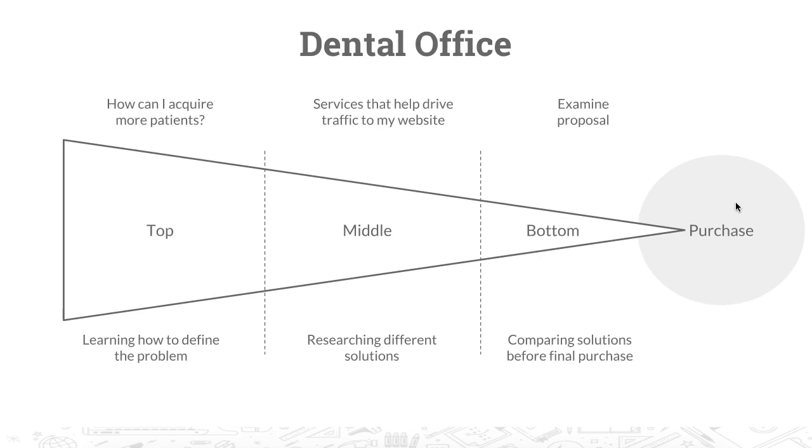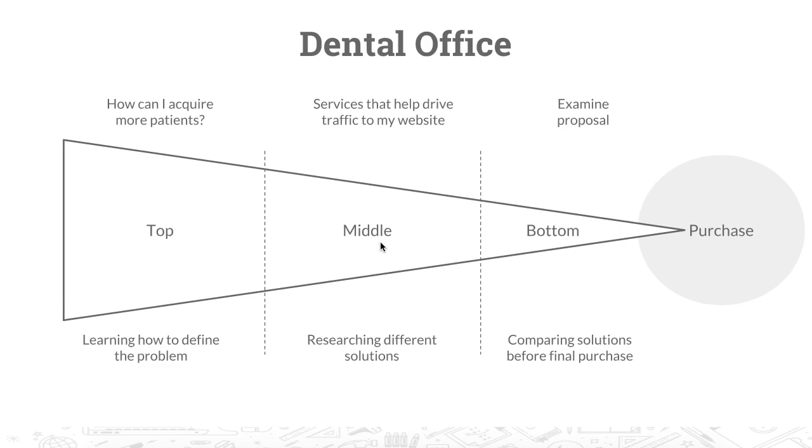So let's go through the sales funnel with a dental office as an example. At the top is the awareness phase. This is where they're learning how to define their problem. So a dental office might be wondering, well, how can I acquire more patients? In the middle of the funnel, they have an awareness of their problem and an awareness of different solutions. They now realize driving more traffic to their website will help them acquire more patients. So they're looking at different solutions, including different services that can help drive traffic to their website.